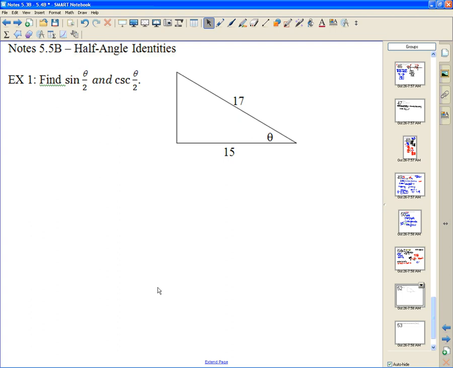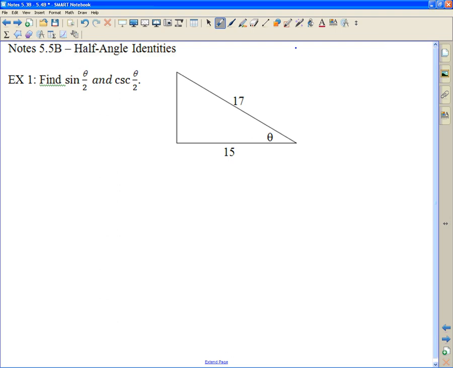We are getting started today on our last video for Chapter 5. I know it's the end of an era, seriously. We're going to do Notes 5.5b and focus on half-angle identities. Think about what half-angle means. Half-angle means you need to take the angle and divide it by 2. That's exactly what we're exploring.